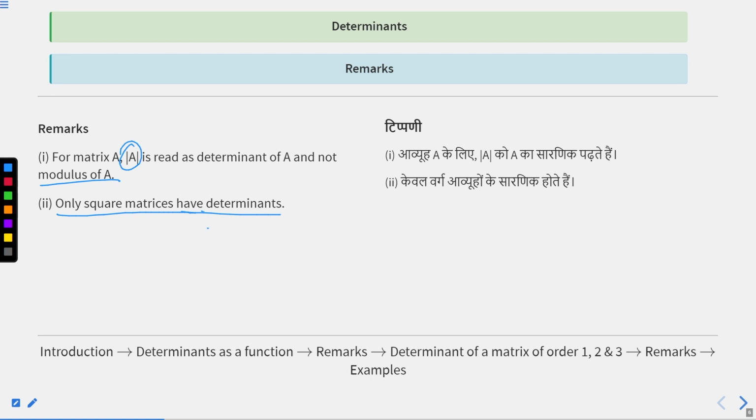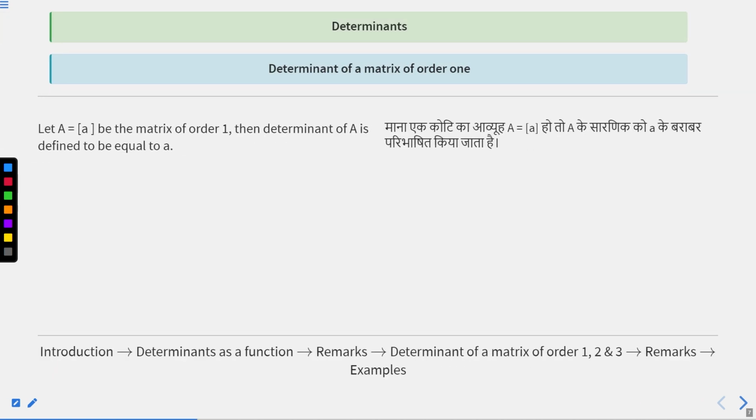Now we will see how we describe the determinant of some specific order matrices. If you have a matrix of order 1, then the determinant of this matrix will be just this A, whatever the entry A is. Clear? This is simple. Now let us move to the next.